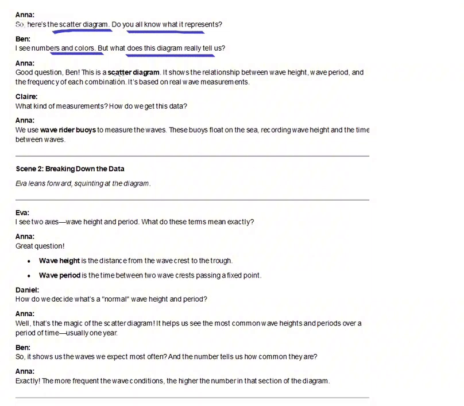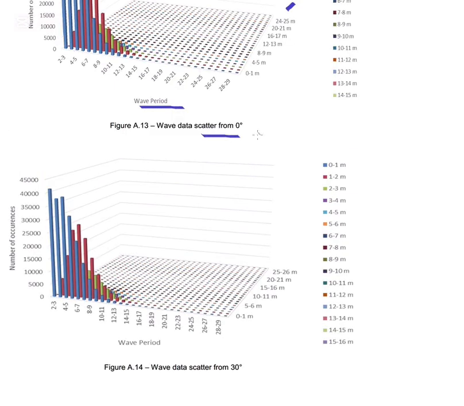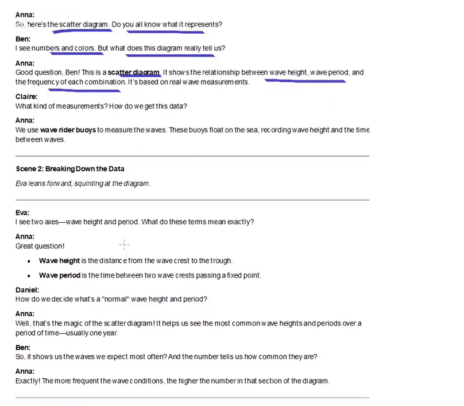Good question. This is a scatter diagram. It shows the relationship between the wave height, wave period, and frequency of each combination, meaning the number of occurrences and the probability of occurrences. It's based on real wave measurements.